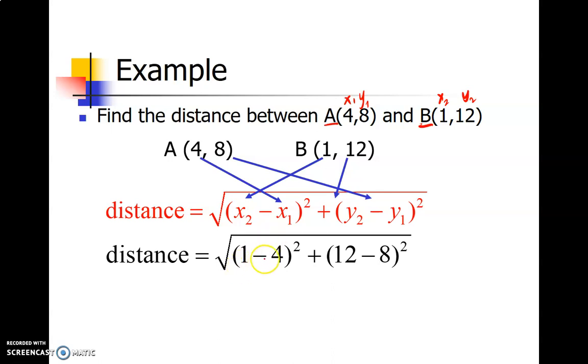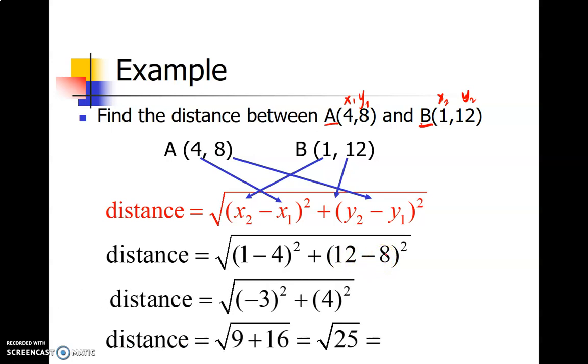So we have 1 minus 4 is equal to negative 3, but negative 3 will be squared, which is equal to positive 9. And then the other one, we have 12 minus 8 is equal to 4, and 4 times 4 is equal to 16. After that, the square root of 25 is equal to 5. So you only need to determine which is point 1 and which is point 2, and then substitute all those values in the formula. Then you can solve the distance between point 1 and point 2.